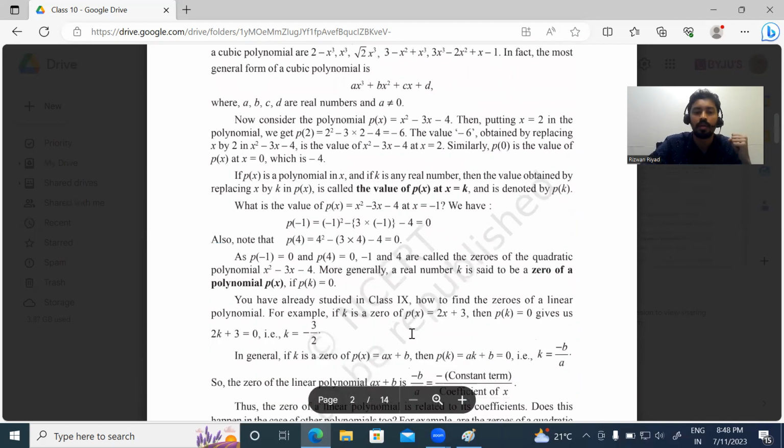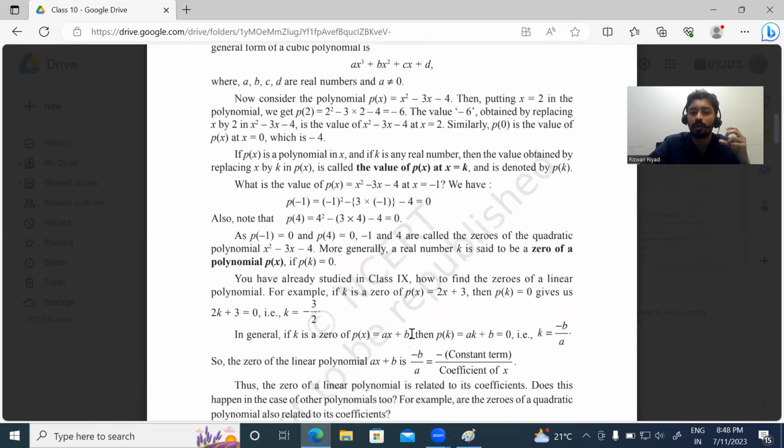Next concept is a very important concept regarding the polynomial, that is zero of a polynomial. Zero of a polynomial means a number. It's not necessarily zero. Sometimes you will find zero, but it's simply a name. It means a number. What is the peculiarity of that number? If you put that number in the place of x in a polynomial, that entire polynomial becomes 0. Such numbers are known as zero of the polynomial.